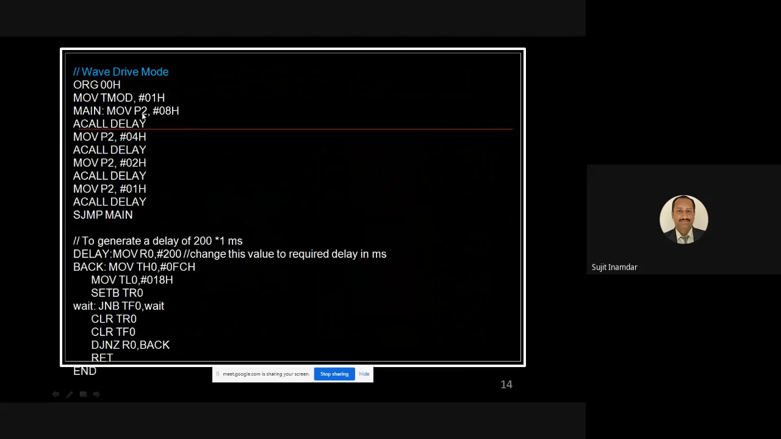अशी हिस्ट्री आहे. नाव जस्ट सी द कोड. मूव P2, #08H. 08च का घेतलं ते मी तुम्हाला सांगितलं की ती पर्टिक्युलर कॉइल एनर्जाइज झाली त्यामुळं 08. 08 पाठवलंय, डिले कॉल केलाय. नंतर 04 पाठवलंय, डिले कॉल केलाय. 02 पाठवलंय, डिले कॉल केलाय. 01 पाठवलंय, डिले कॉल केलाय. आणि SJMP मेन म्हणजे पुन्हा एकदा मेनला, म्हणजे हे रिपीट आहे.